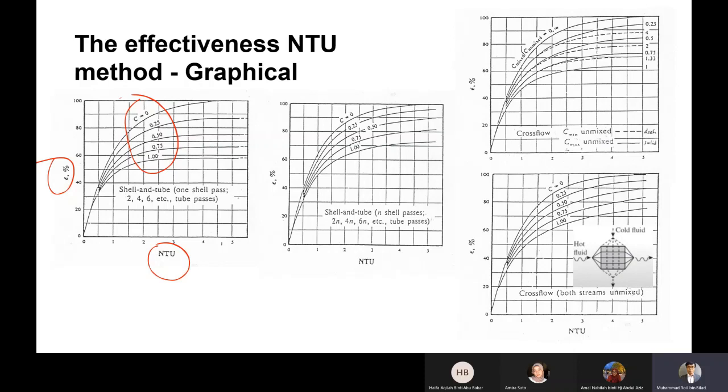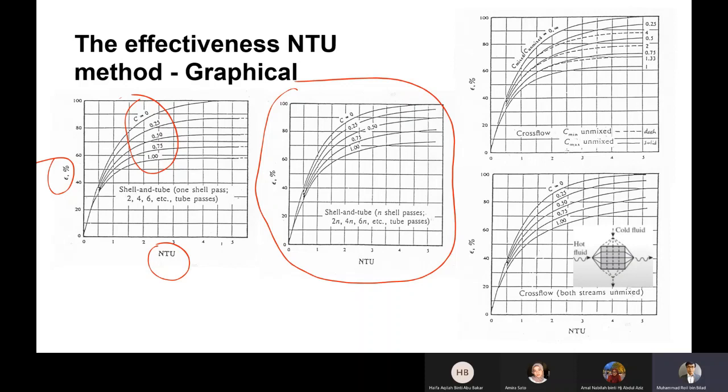Then you have it for different types of heat exchanger. For example, the one on the left here is a shell and tube, with one shell pass and 2, 4, 6, 8, and so on tube passes. The one in the middle is when you have n shells, so more than one shell pass, with 2n, 4n, 6n, 8n, and so on tube passes. So this is the graph for that kind of shell and tube heat exchanger.